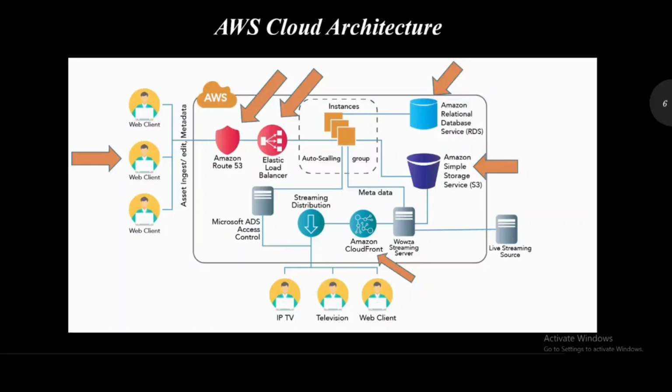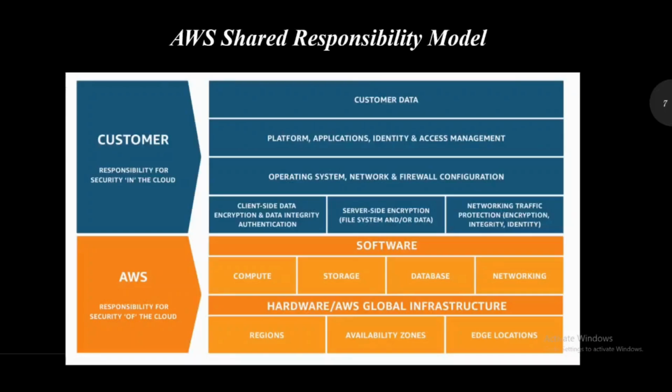The next topic we have is AWS Shared Responsibility Model. AWS Shared Responsibility Model is a framework that divides security and compliance responsibilities between Amazon Web Services and the customer. AWS is responsible for the security of the cloud infrastructure, including hardware, software, networking, and facilities, while customers are responsible for securing their applications, data, and configurations within the AWS environment.